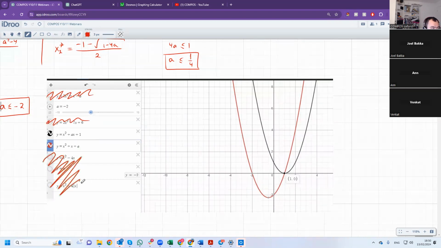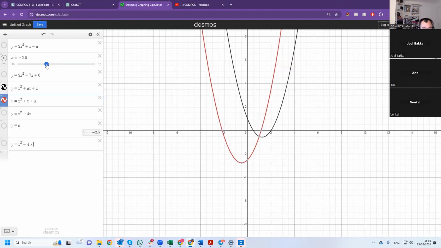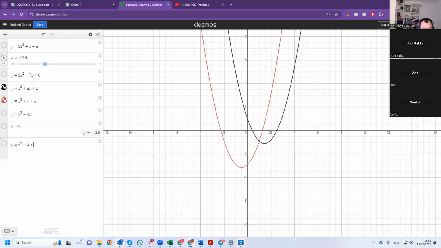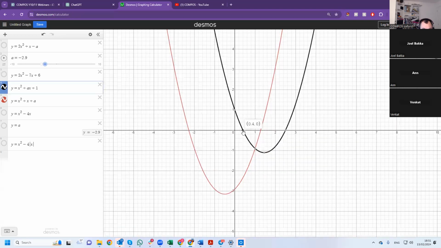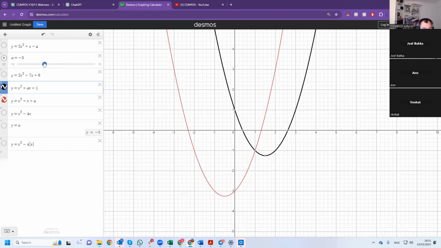So you don't need these. Have these. A is minus 2. Now what happens as A decreases further? You can see that this root gets closer and closer to 0. You see, it gets closer and closer to 0. So, and the other root becomes larger and larger and larger.